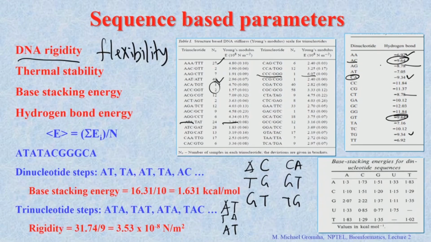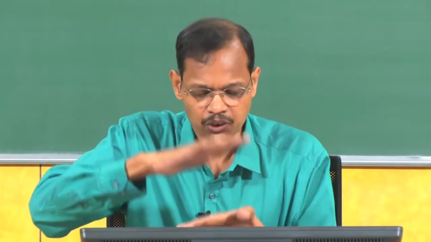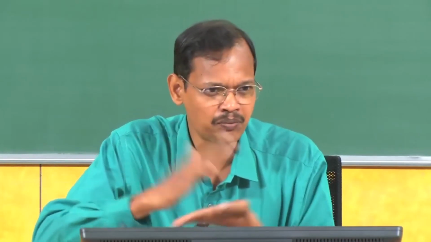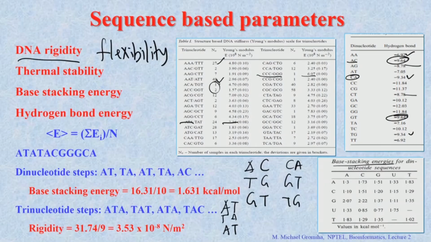This is for the flexibility or rigidity, and we also have data for the base stacking energies. What is the base stacking energy? If we have two bases stacked on each other, what is the energy produced between these two bases? You can calculate this using any potential, such as the AMBER potential. You can use different types of interactions like van der Waals or electrostatic interactions. If you put these two bases together, you can calculate the energy between them and estimate the base stacking energy. Here I show the data for the different dinucleotides.